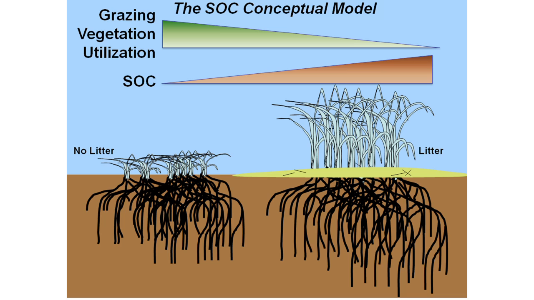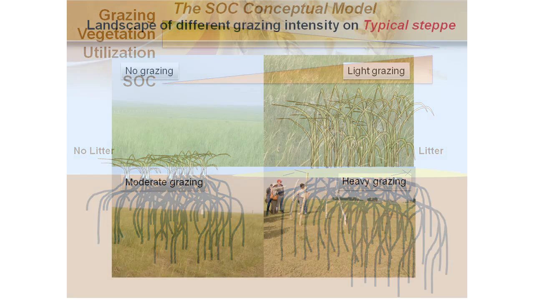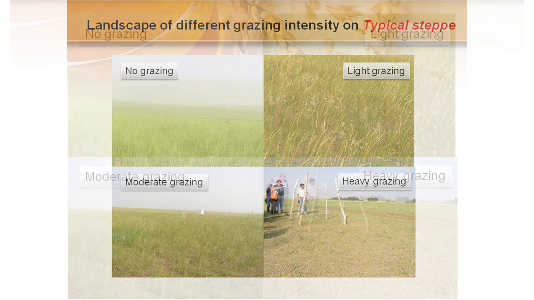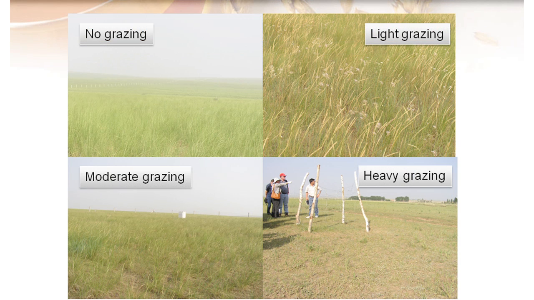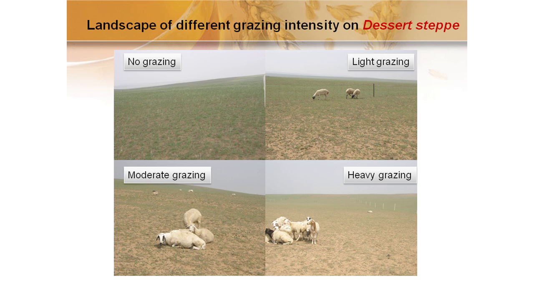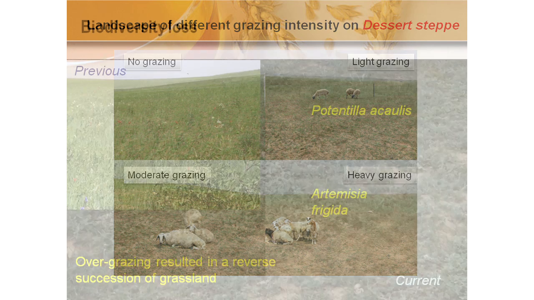So yeah, this carbon consumption model is also suitable for the Chinese grassland as well. Here, I'm going to show some pictures of where I used to work. We can easily see the differences between the different grazing intensities. This one is in the typical steppe in Mongolia, and this one is the different landscape of grazing intensity on the desert steppe in Mongolia.